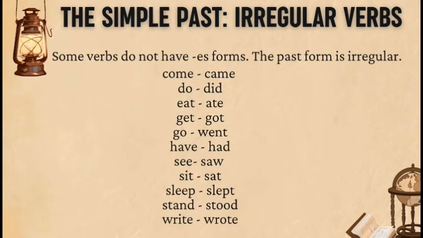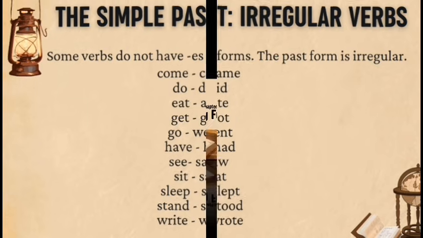The simple past: irregular verbs. Some verbs do not have -ed endings. The past form is irregular. For example, come, came; do, did; eat, ate; get, got; go, went; have, had; see, saw; sit, sat; sleep, slept; stand, stood; and write, wrote.